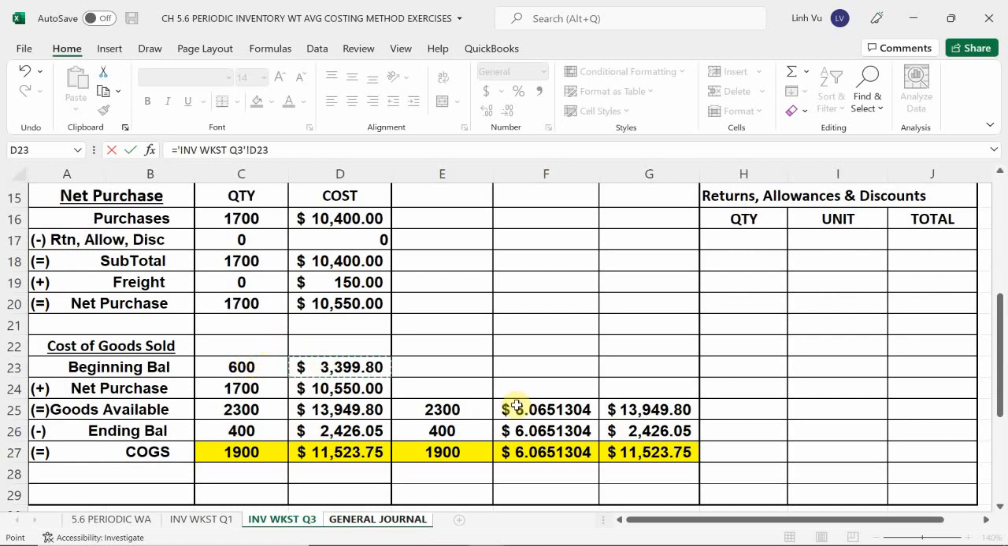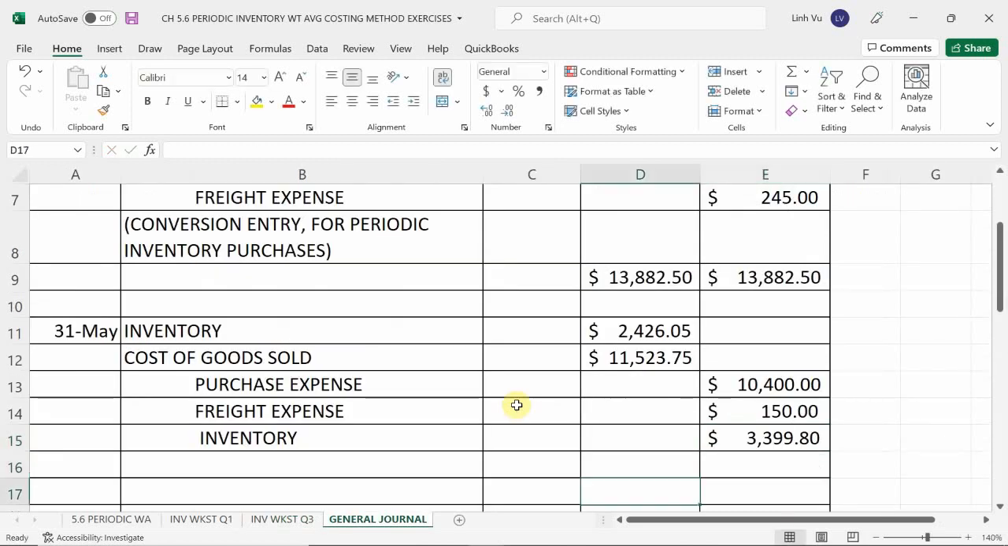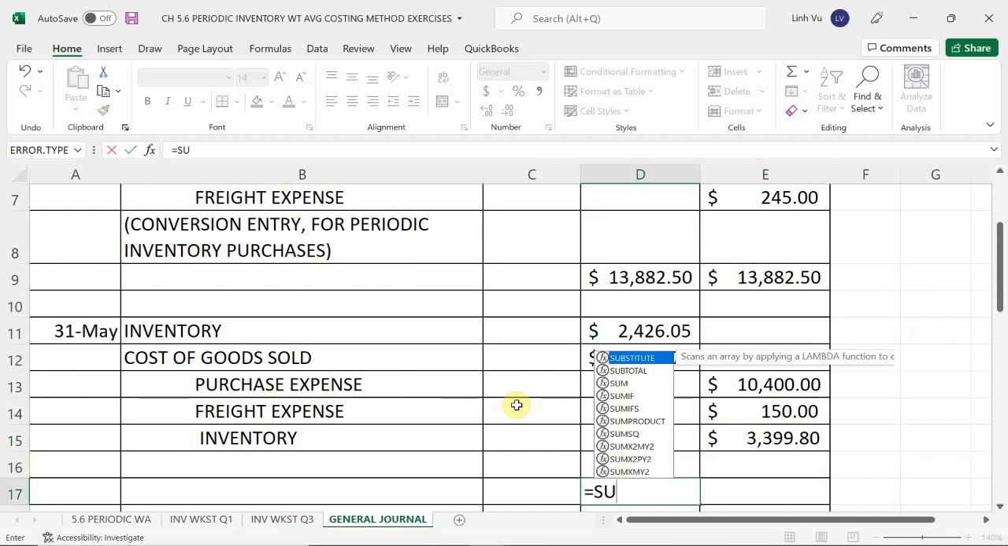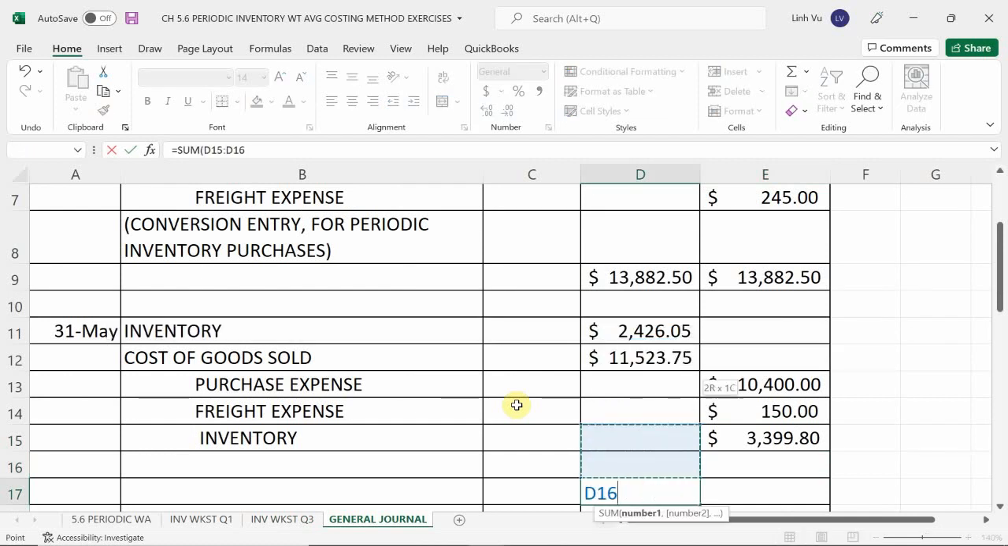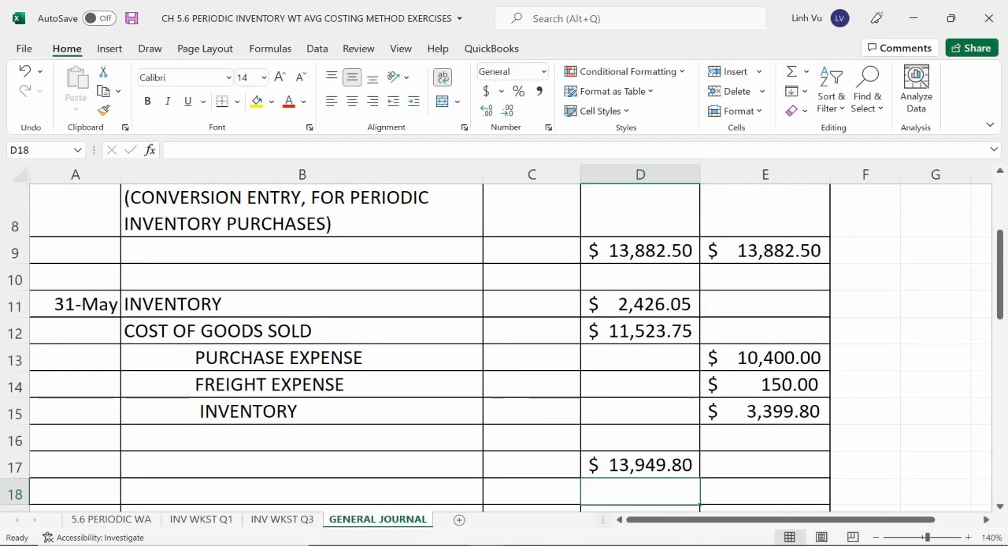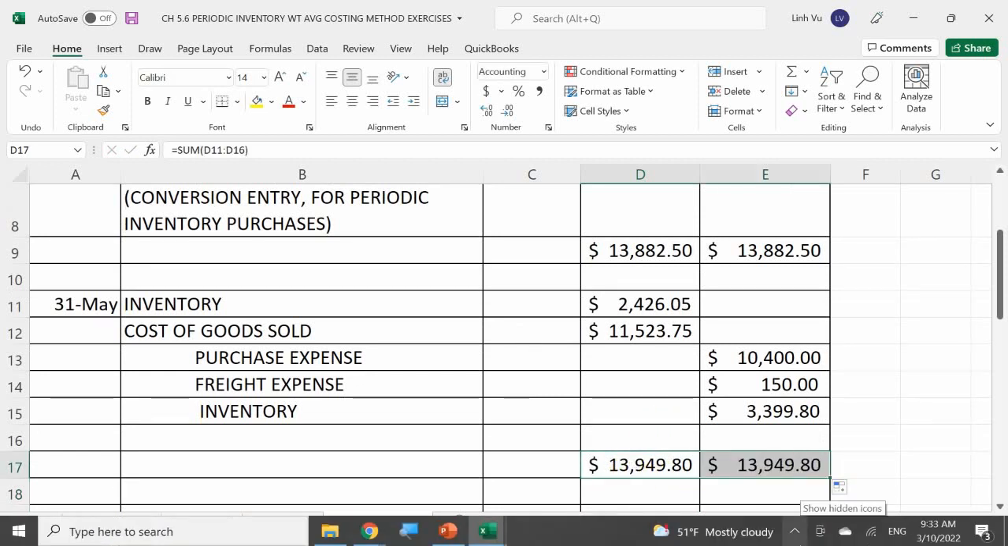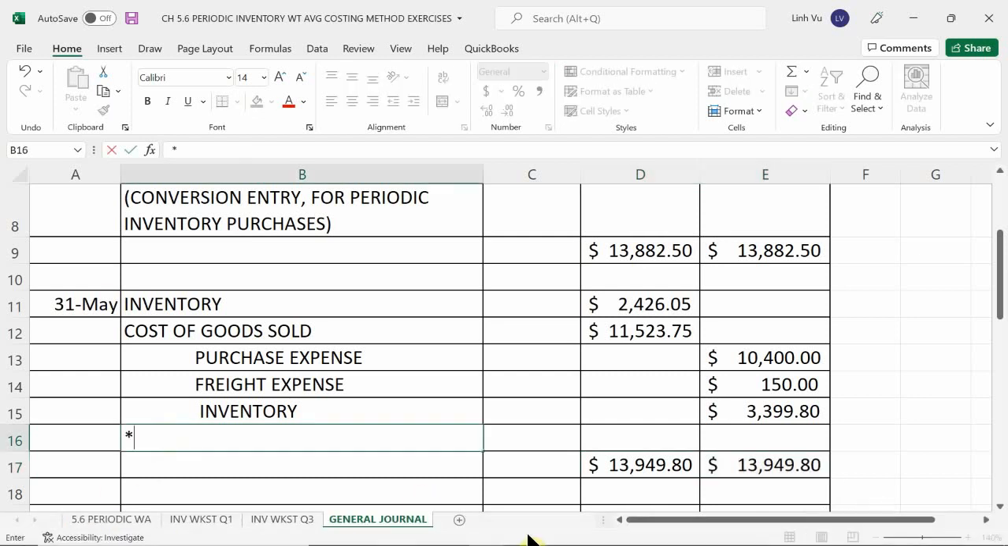3,399. So again, check to make sure that your total debits match your total credits. So I got 13,949.80 on the left, 13,949.80 on the right. Okay. And of course, last thing I'm going to put here is conversion entry.